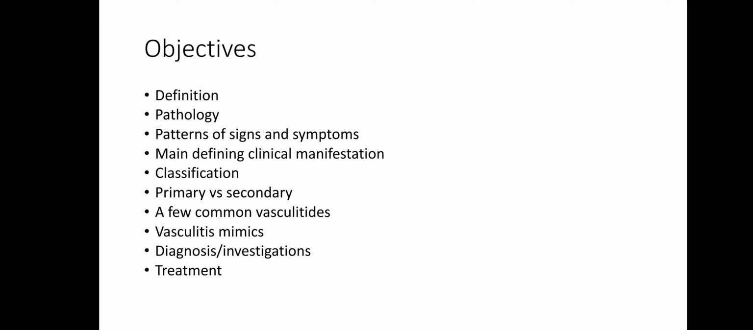We'll classify it. There's primary and secondary vasculitis. We'll look at a few major ones, just a brief overview so that you can get familiar with it in case you find it. We look at mimics of vasculitis. These are diseases or disorders that are not exactly in the category of vasculitis but resemble vasculitis. And then diagnosis and then treatment.